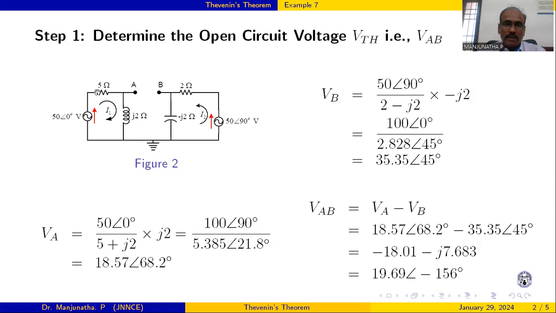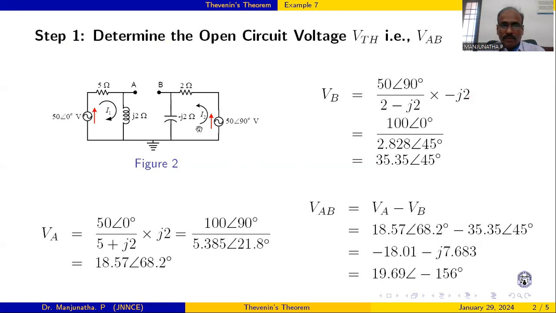The current flowing in this network is 50 volts divided by 5 plus j2, and the drop across this is j2. Convert this into polar form because the division operation is easier in polar form. 50 at angle 0 degrees, times j2, where j is 90 degrees, divided by 5 plus j2, whose polar form is 5.385 with its phase angle. Then after simplification, this is VA, 18.57.